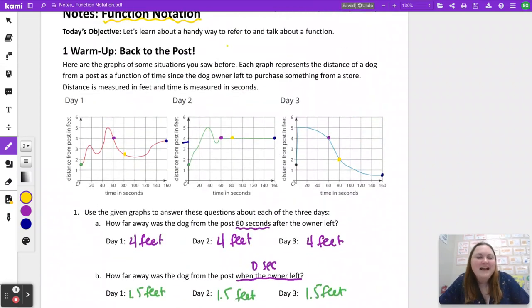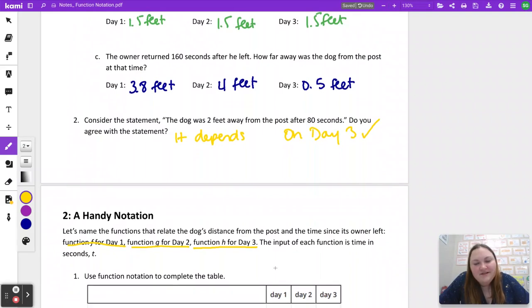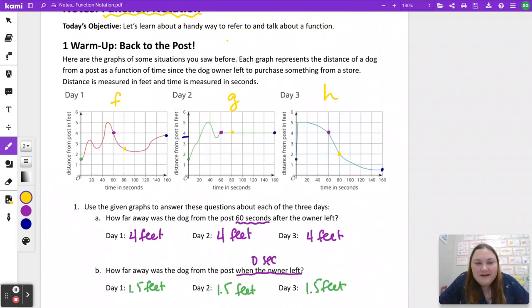That means anytime I'm talking about day 1, I'm going to be using the letter F to help me name it. Anytime I'm talking about day 2, that's G, and anytime I'm talking about day 3, that's going to be the letter H. The other thing we use with function notation is that input. Input, remember from yesterday, is always going to be found on your x-axis. So right here, my input is my time in seconds. The output was our distance here on our y-axis.